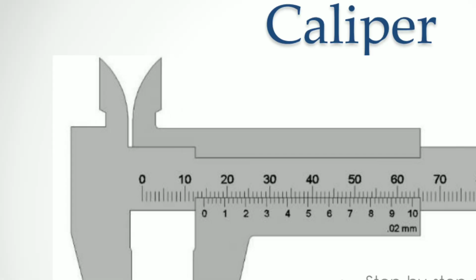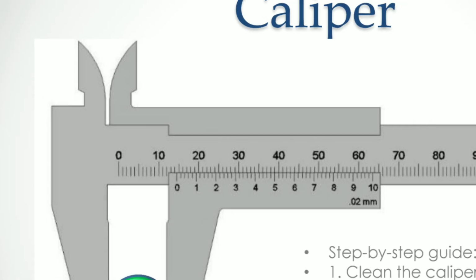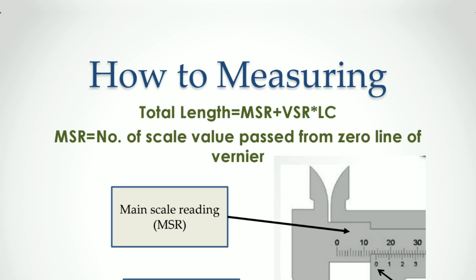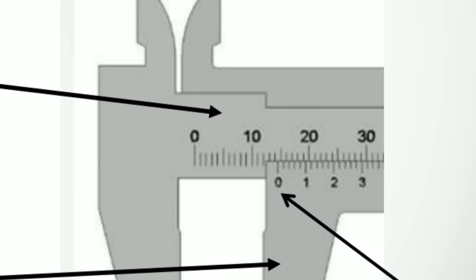Your main scale reading will be 14 mm. Just check here: 10, 11, 12, 13. This is the main scale reading. So simply you can write down the main scale reading 14, and the vernier scale reading 25 into least count 1 divided by 50. Using the formula, main scale reading 14, vernier scale reading 25, least count 0.02, we can simply calculate. For clarification, the upper one is the main scale, the lower one is the vernier scale, and the zero line of the vernier is below, and the zero line of the main scale is above.